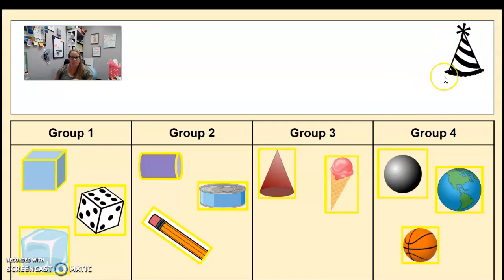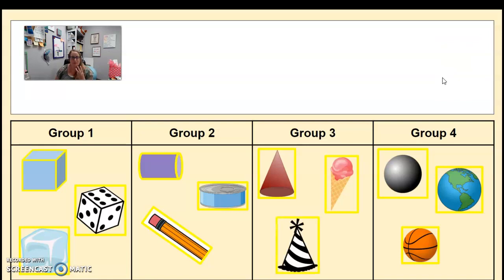All right. What about our party hat? Where's our party hat going to go? 1, 2, 3, or 4? Group number 3. So let's look at these. This is group 1. I agree. They all look very similar. Group 2 looks similar. Group 3, they look similar. Group 4, they look similar.